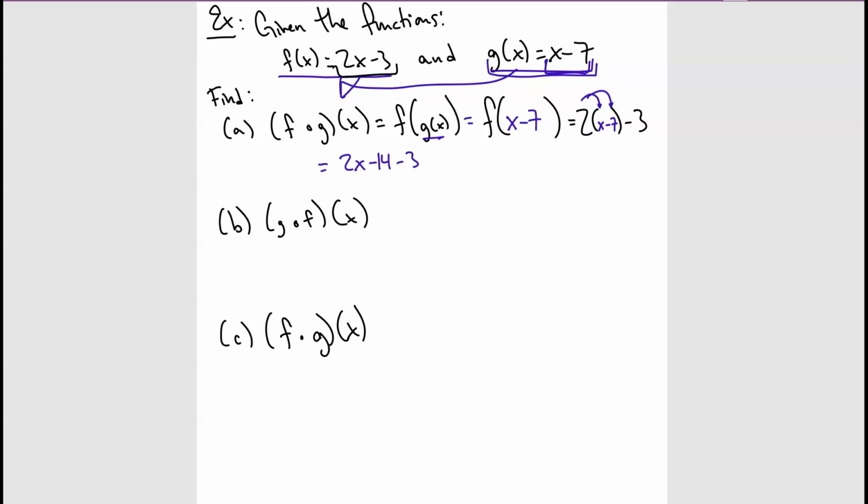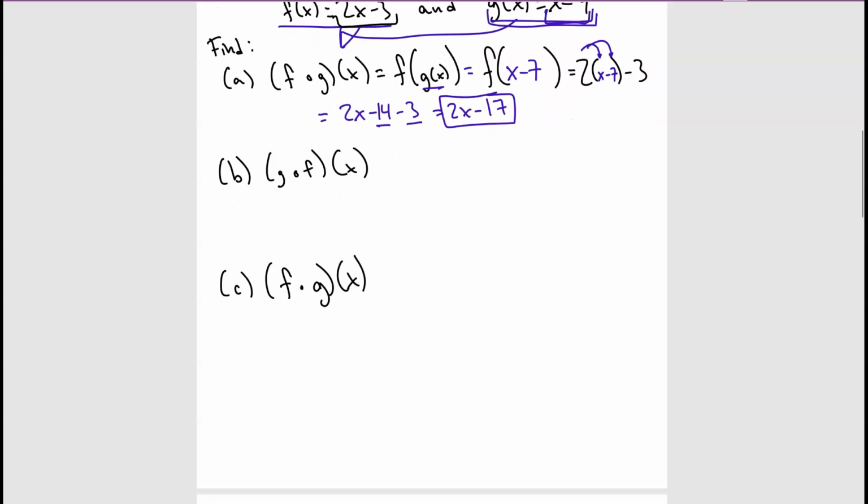And now I'm going to combine these terms, 14 and minus 3. So I'm going to have 2x minus 17. All right, and that is the function composition. All right, so now let's do these other two problems.